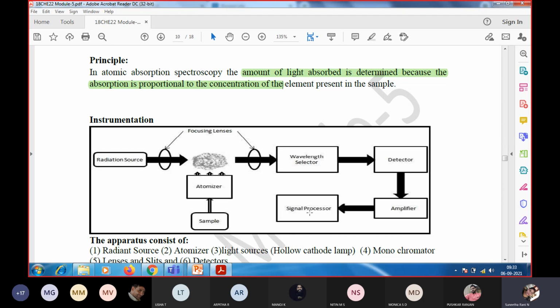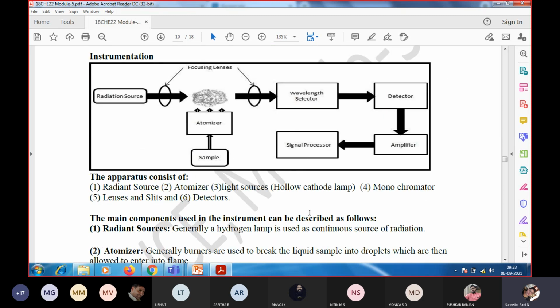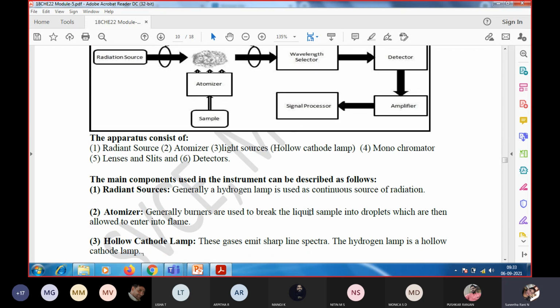So this is the instrumentation. These are the parts you require for atomic absorption spectroscopy: a radiant source, atomizer, light source, hollow cathode lamp, monochromator, lenses, slits, and the detector. So what is the radiant source? Generally we use a hydrogen lamp as a radiant source, a continuous source of radiation.